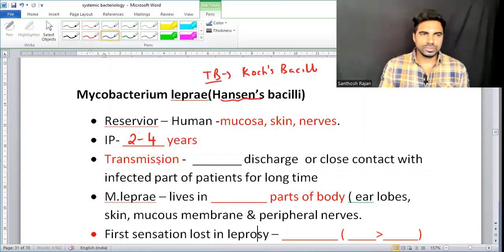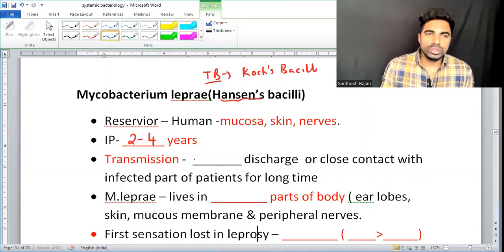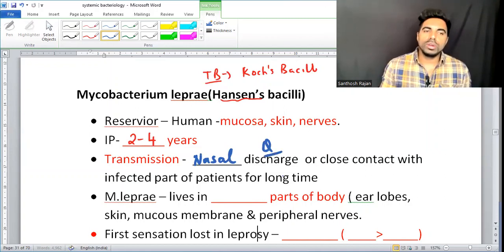Okay, next. Transmission. How it is transmitted? Usually through nasal discharge. Nasal discharge is one of the common routes, followed by close contact. Okay. And Mycobacterium leprae lives in which part?